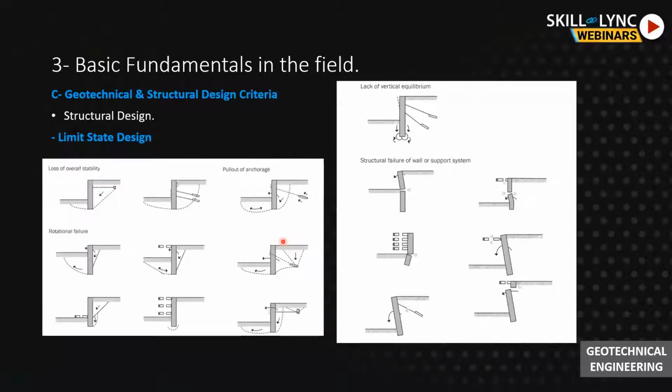Here we can see the failure modes of our shoring system. Here we have the overall stability failure, which is why it's a must to check the overall stability. Here we have anchor failure, rotational failure, and strut failure, where something happens in the struts. Here we have the vertical equilibrium failure. So we have to study very well the failure modes of our walls and check the overall stability of our walls.